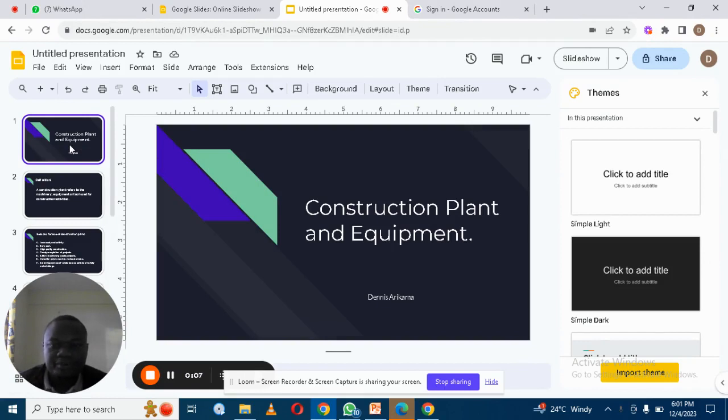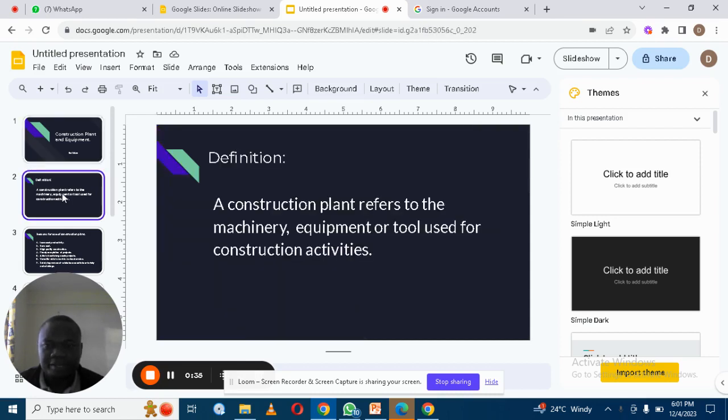to today's class. We are handling construction plant and equipment, and we are going to look at the definition of construction plant and equipment. We are going to look at the reasons why we use construction plant and equipment, and thirdly, we will look at the classification of construction plant and equipment. So right away, number one, by definition, construction plant refers to the machinery, equipment, or tool used for construction activities.